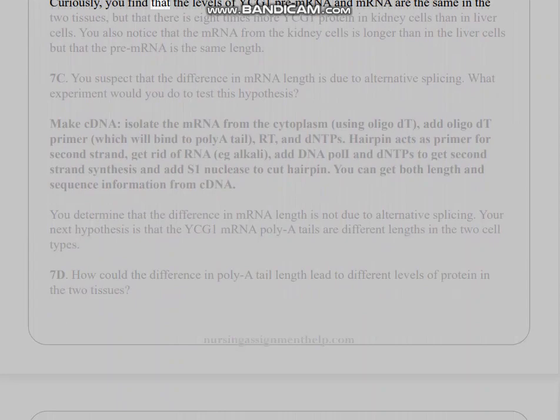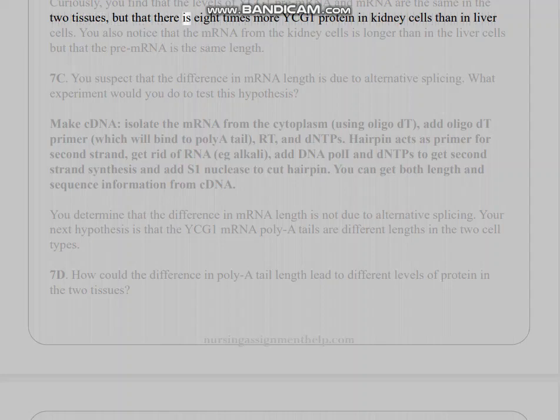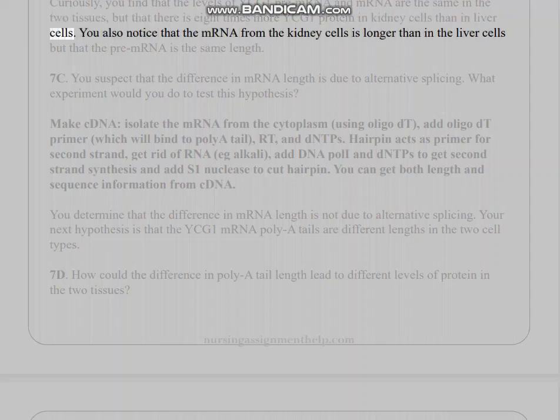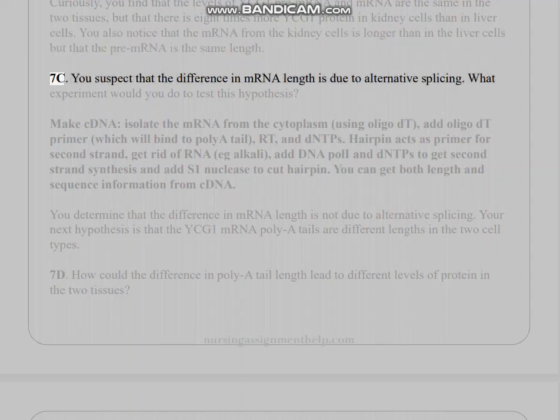Curiously, you find that the levels of YCG1 pre-mRNA and mRNA are the same in the two tissues, but that there is 8 times more YCG1 protein in kidney cells than in liver cells. You also notice that the mRNA from the kidney cells is longer than in the liver cells, but that the pre-mRNA is the same length. 7c. You suspect that the difference in mRNA length is due to alternative splicing. What experiment would you do to test this hypothesis?